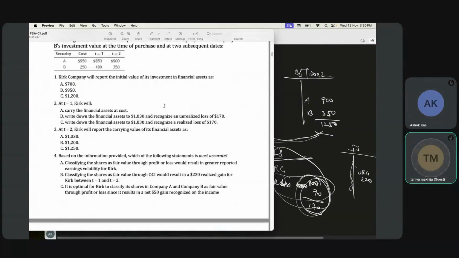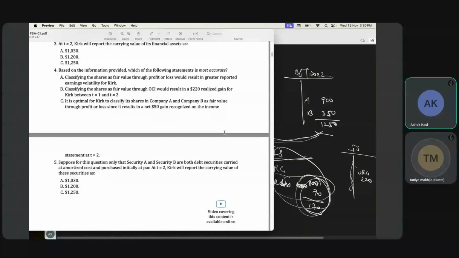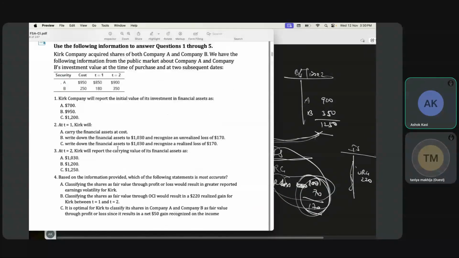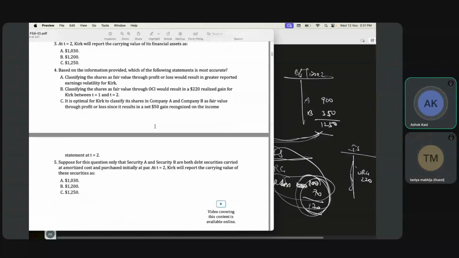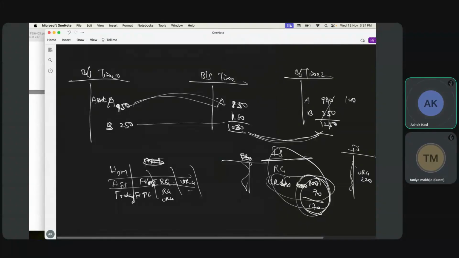So should I read the answer? No, one minute. Let me think why first of all. 900 and 350. Initially purchased at par. That means you are holding the bond maybe till maturity. Is it? Yeah, because that is the life of the bond. So if that is the life of the bond, finally it will reach the par value.